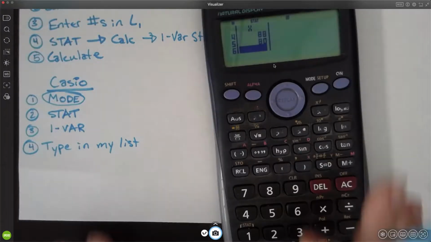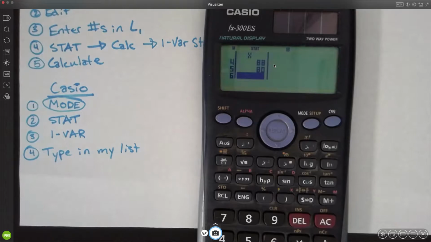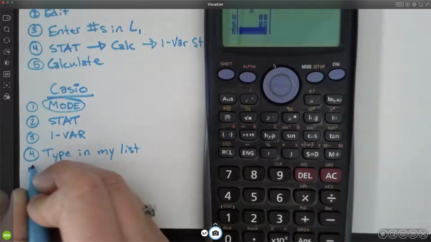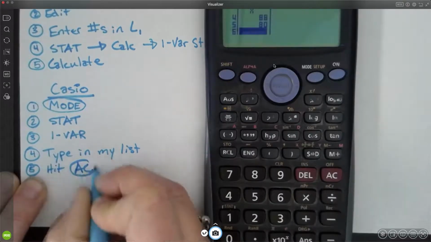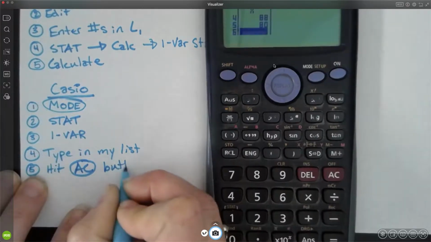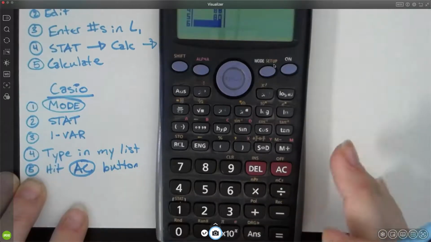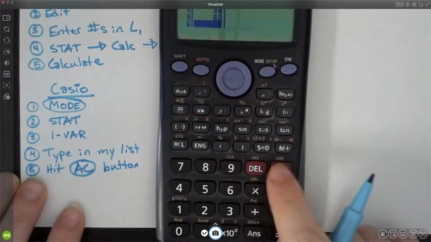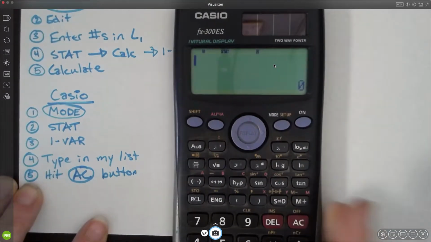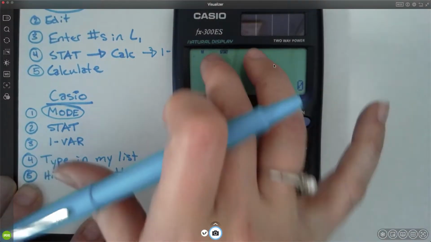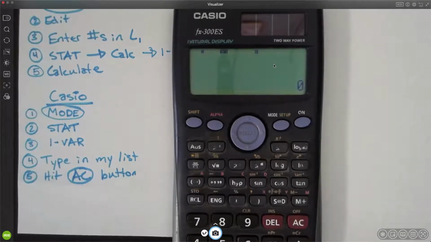Now, this is the very, very most important step, because if you do not do this step, your stuff will not be saved in your table. Step number 5: hit the AC button. It's basically like saving it into your calculator. The AC button is this guy right here. That will save that table. You hit the AC button and it will save it and return you to the main screen. But your stat indicator will then be on, right? You see the stat on the main screen? You have to hit that AC button or it will not save, okay?